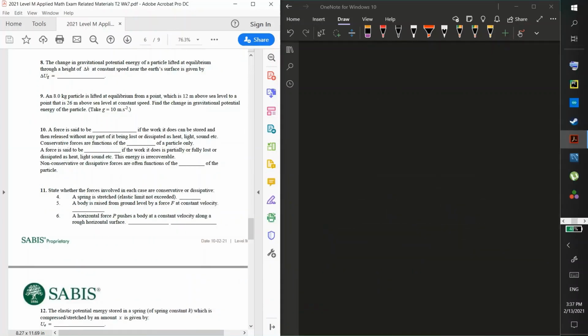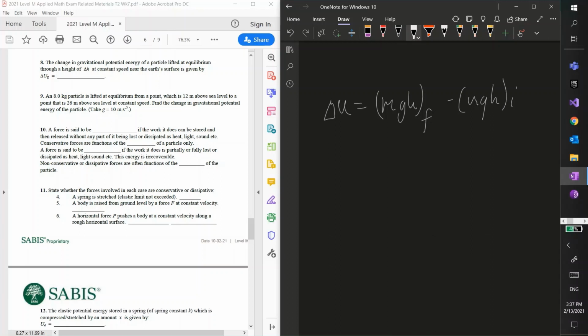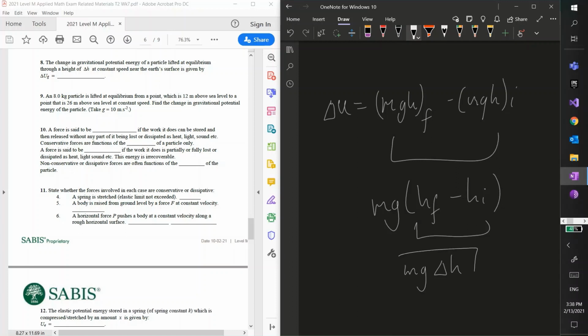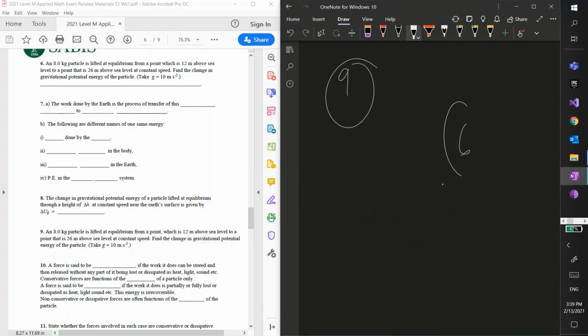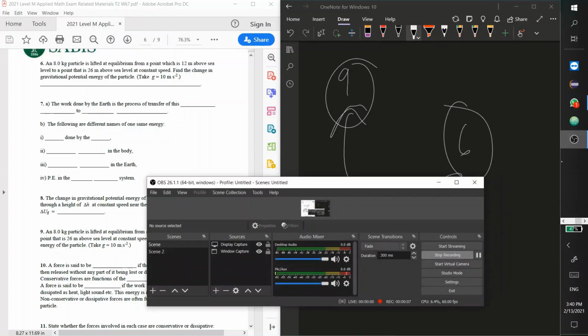Question number 8, change in U. We did this previously. It's going to be mgh final minus mgh initial. Factor out mg. You're left with hf minus hi. Hf minus hi means delta h. Delta means change, and change means final minus initial. So mg delta h is equal to change in gravitational potential energy. Cool. Question 9 and question 6 are the exact same question, so refer back to question 6 for question 9.